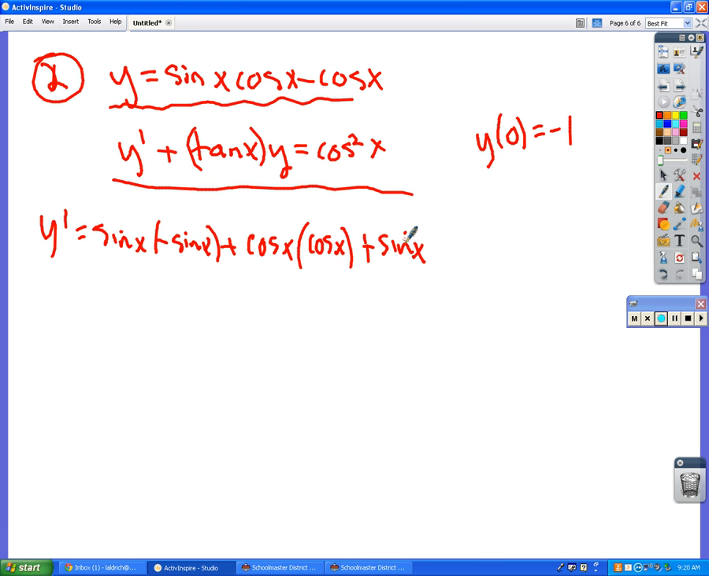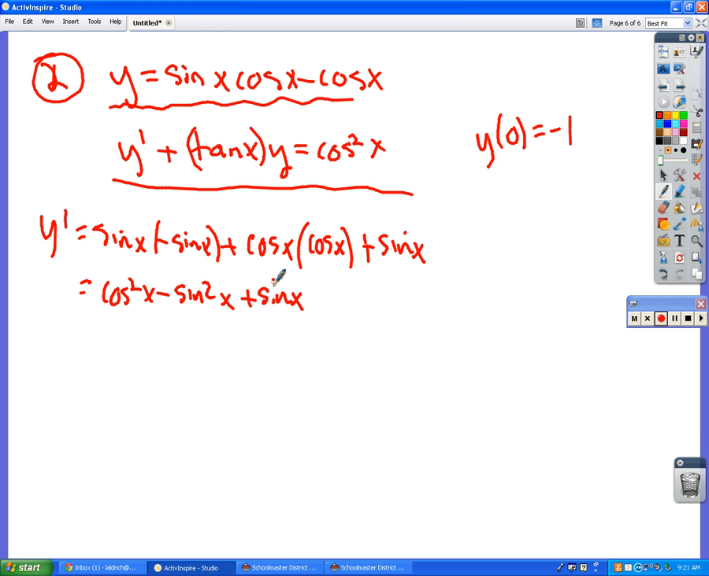I have a question. What's that? How come we just don't throw it in for y? We're going to do that also. Right now, I was just going to figure out what the derivative was first, and then substitute in for y prime and y at the same time. Okay. All right, so then this equals cosine squared, unfortunately minus sine squared, plus sine, right? So now you got the derivative.